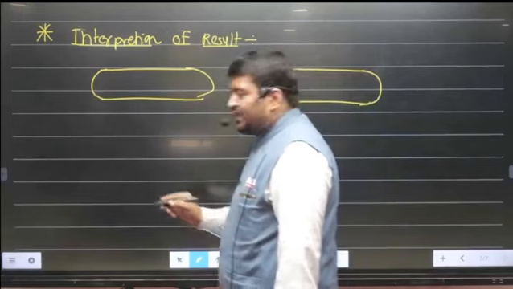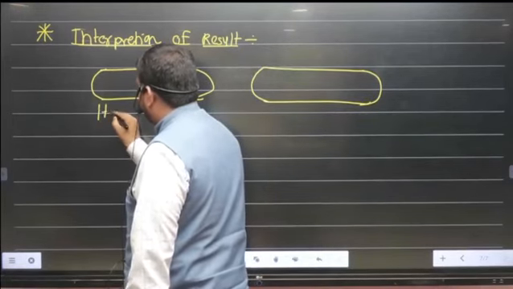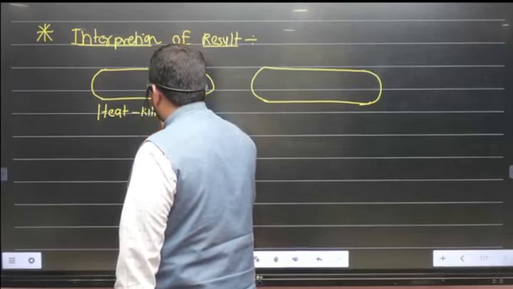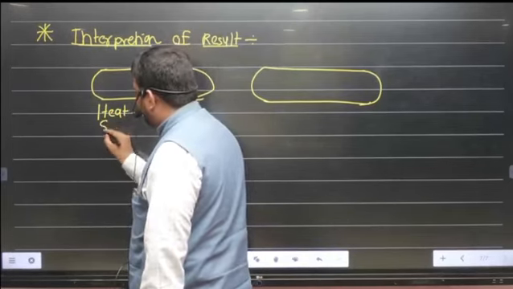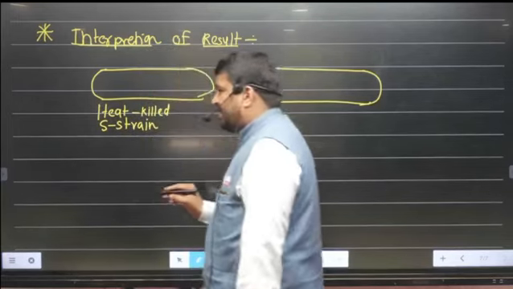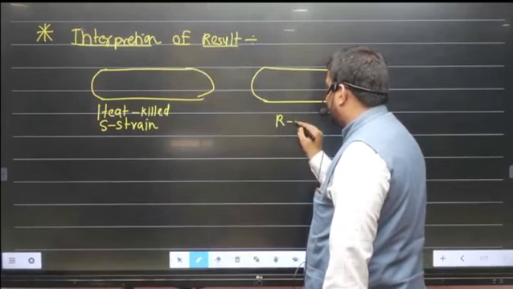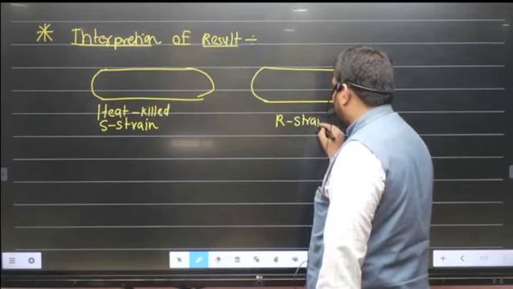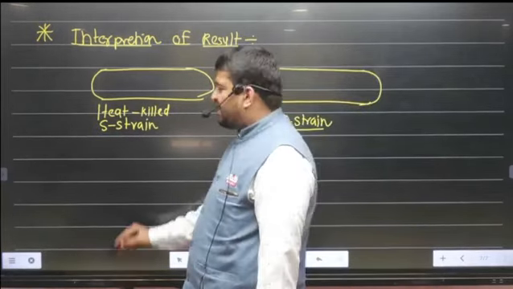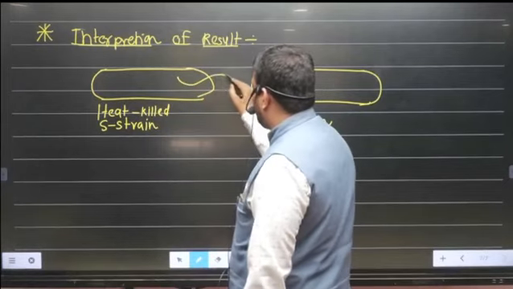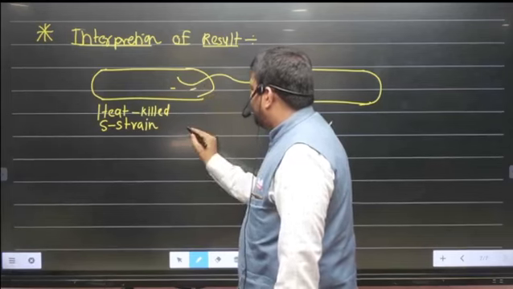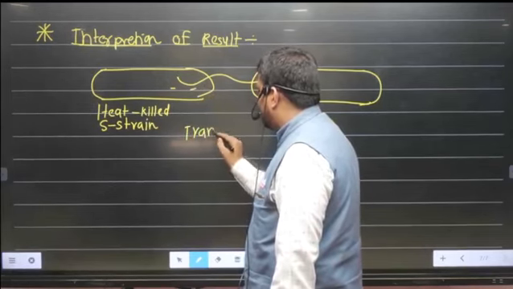For example, here it is a heat killed S strain, and here it is an R strain. Now there is a specific transforming principle. There is a specific substance. He called it the transforming principle.